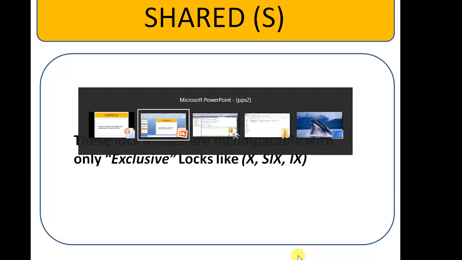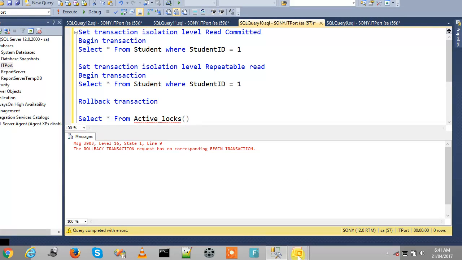So let us check with the simplest example for this. The default isolation level for this database is read committed. Before that, you should know about the transaction isolation levels in SQL Server. If you don't know about isolation levels, you can check our video listed in the video description. Please go through that first with isolation levels, then refer to this locks video.